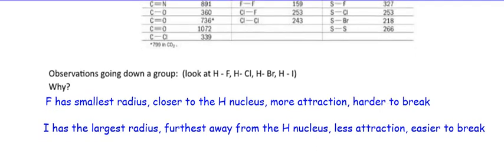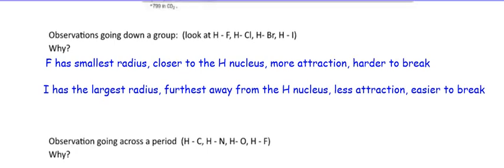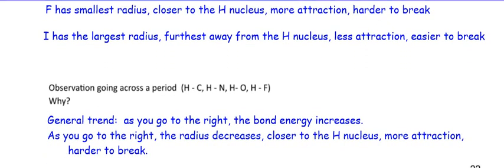What about going across a period? You have HC, HN, HO, HF. What's the general trend here? Well, the general trend is as you go to the right, the bond energy increases. Again, why? The radius goes down. H is closer to the nucleus. You get more attraction. Again, harder to break. All right, so let's go on to the next page then.